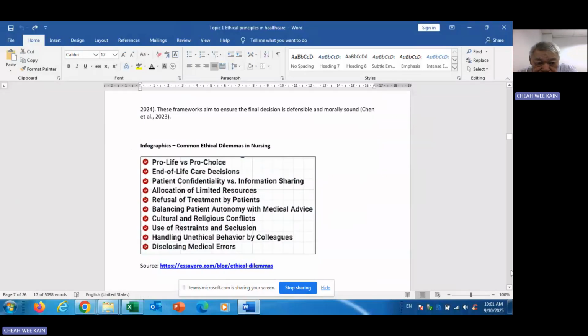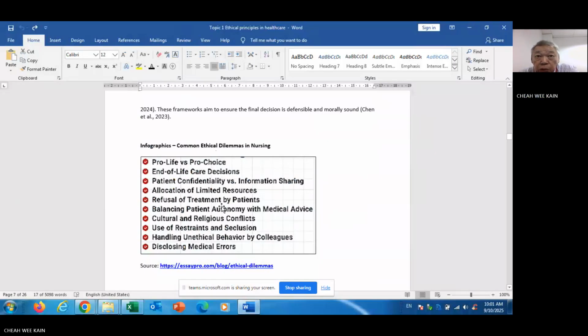Let me say that, common ethical dilemmas in nursing. I'm not talking about nurses. I'm talking about healthcare nursing. Okay, so: pro-life versus pro-choice, end of life care decisions, patient confidentiality, allocation of resources, refusal of treatment by patient.